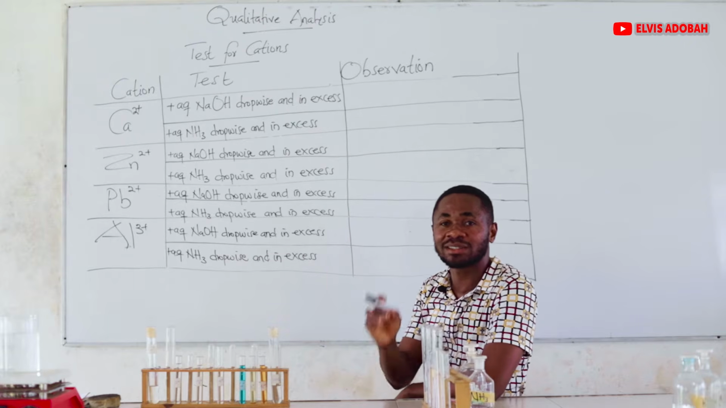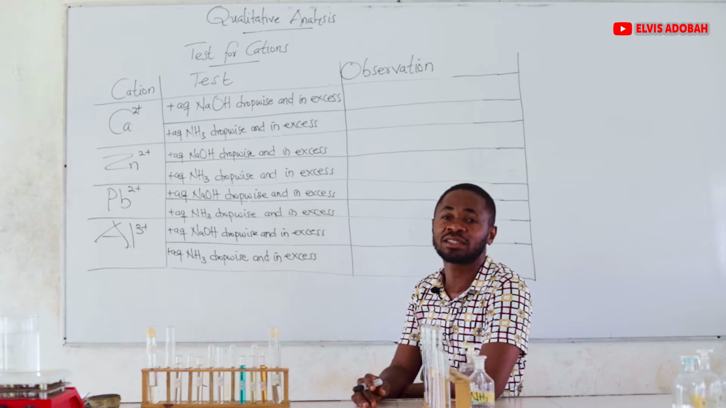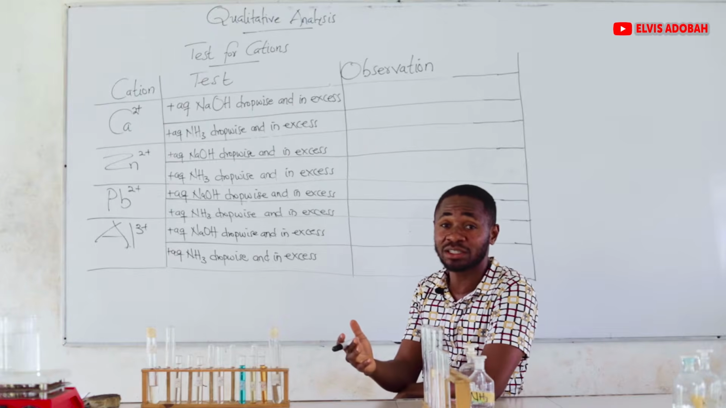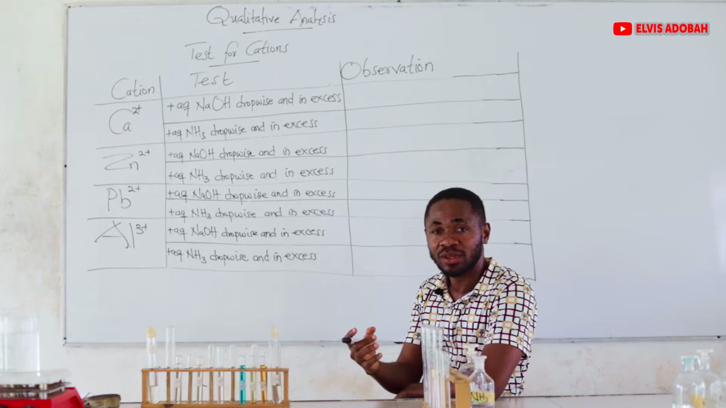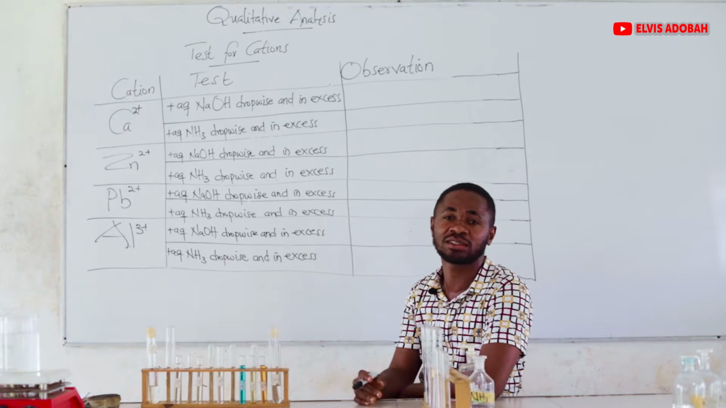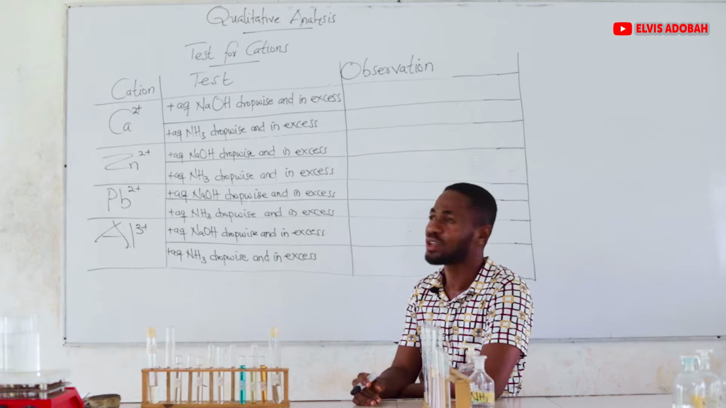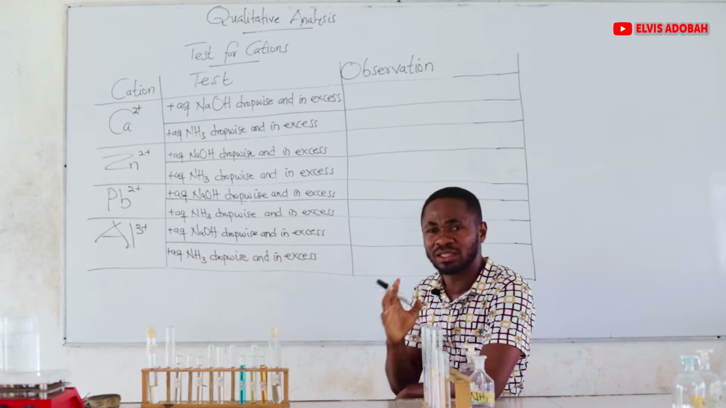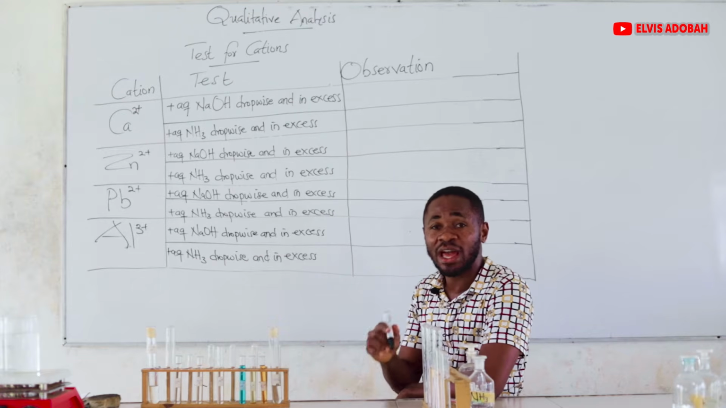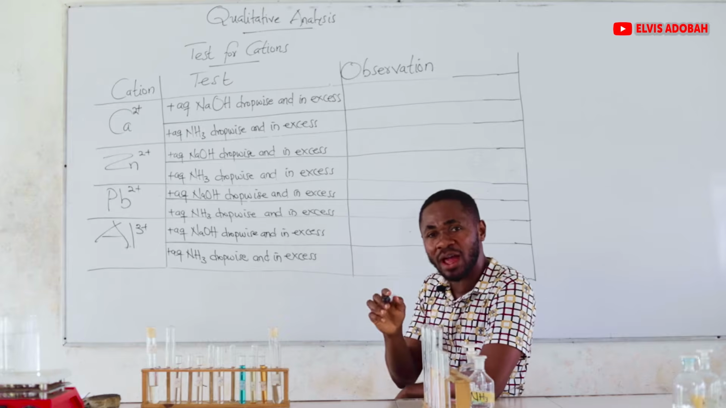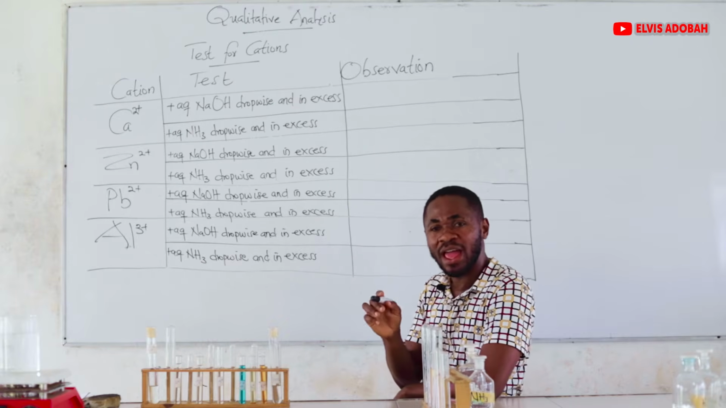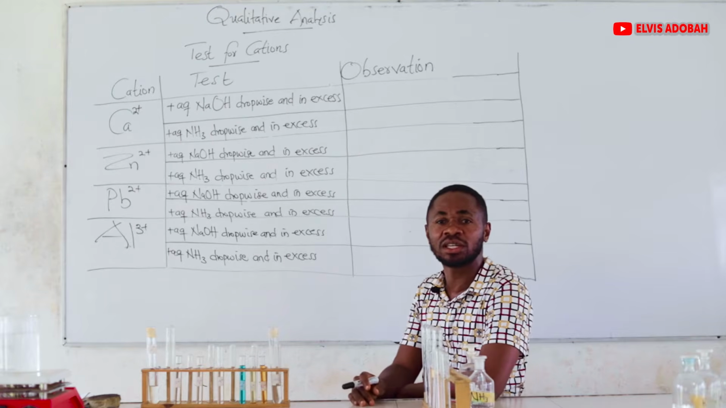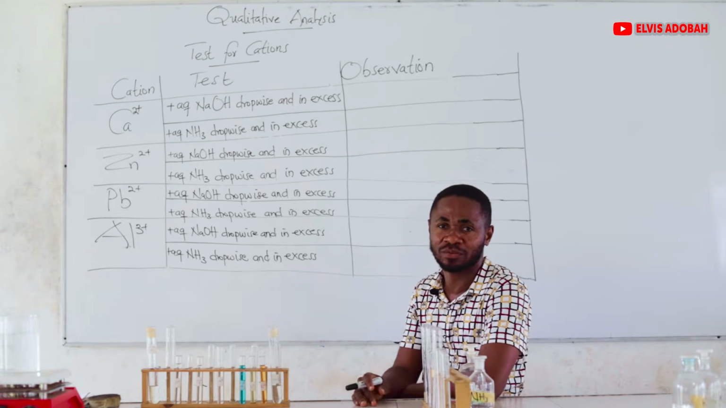Qualitative analysis is different from quantitative analysis. In quantitative analysis, for example, titration, quantity is of utmost importance to the chemist. However, in qualitative analysis, we are not interested in quantity. We are interested in what particular ion or what particular element or what particular substance is found in a sample that we have.